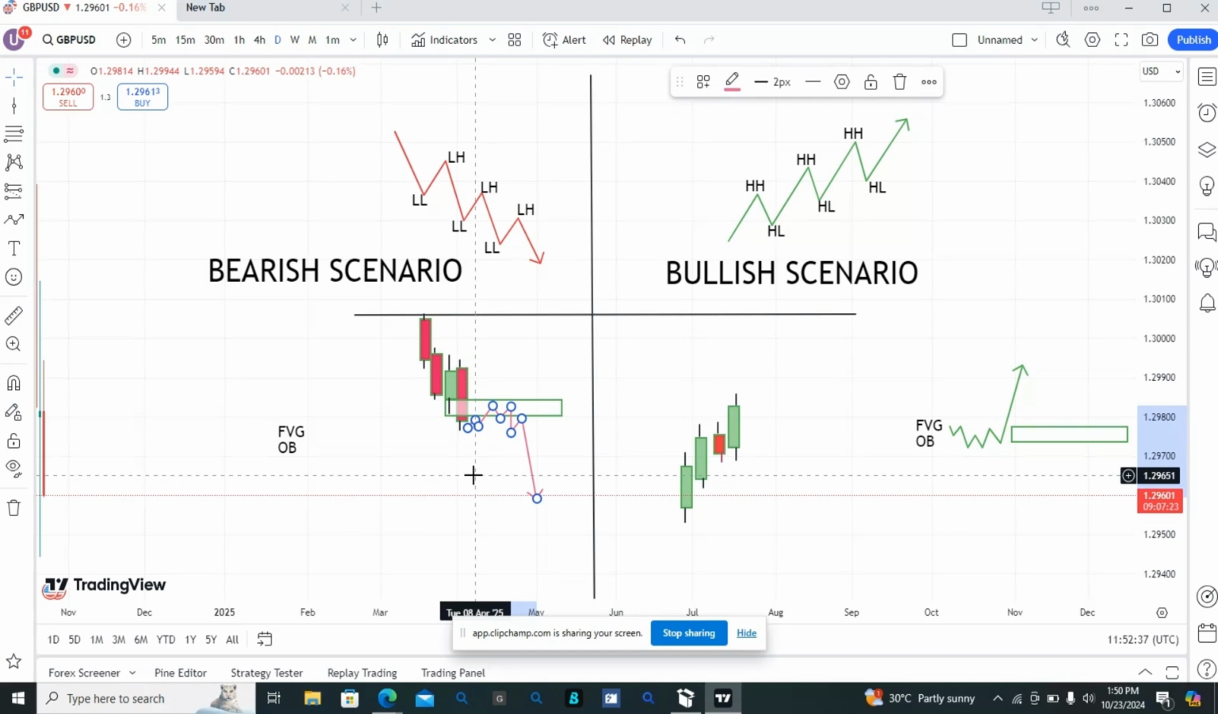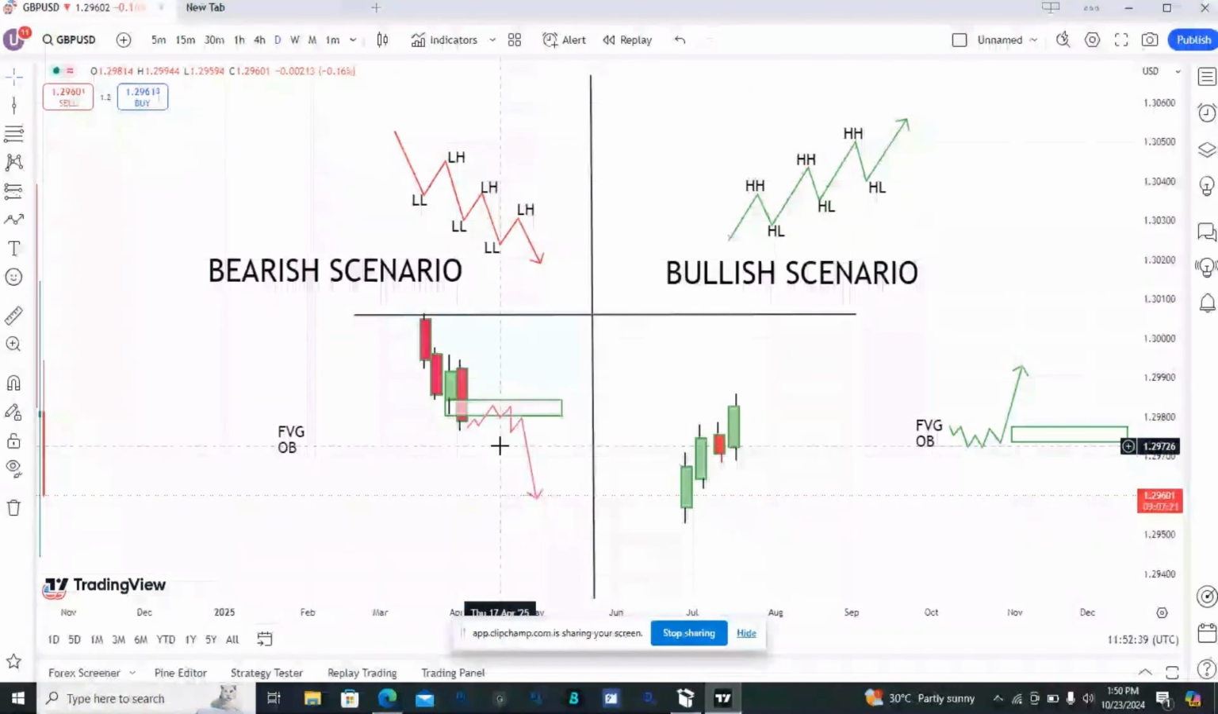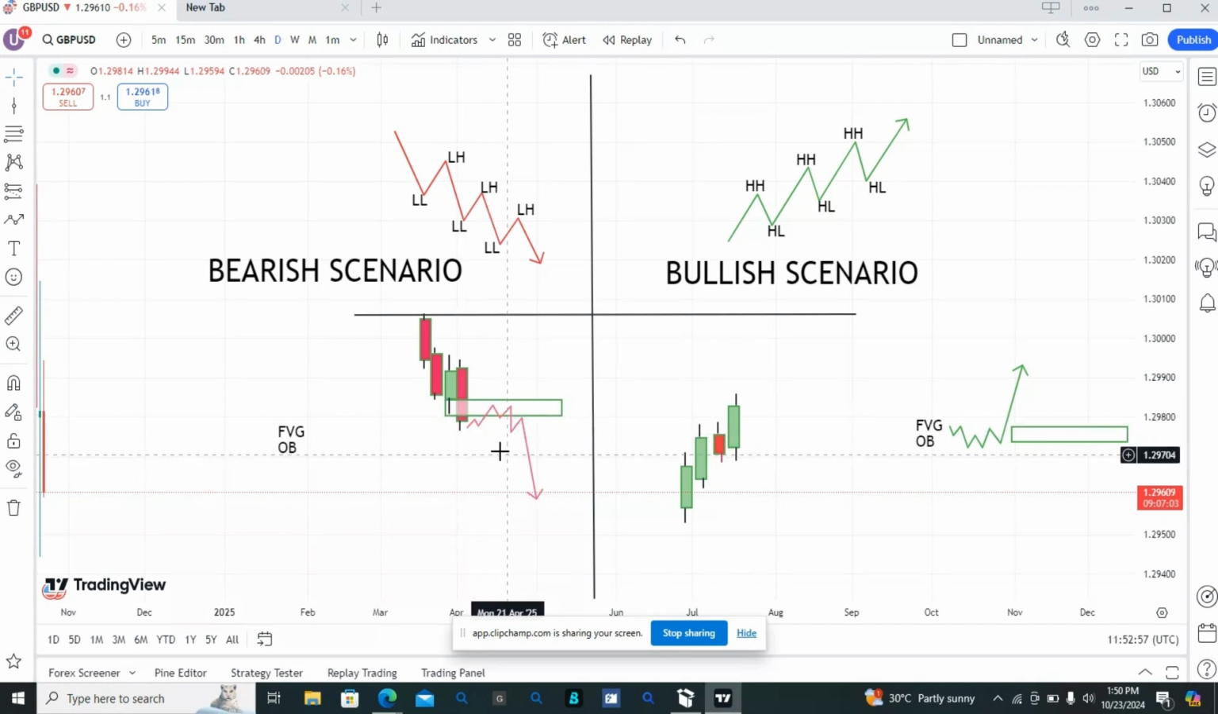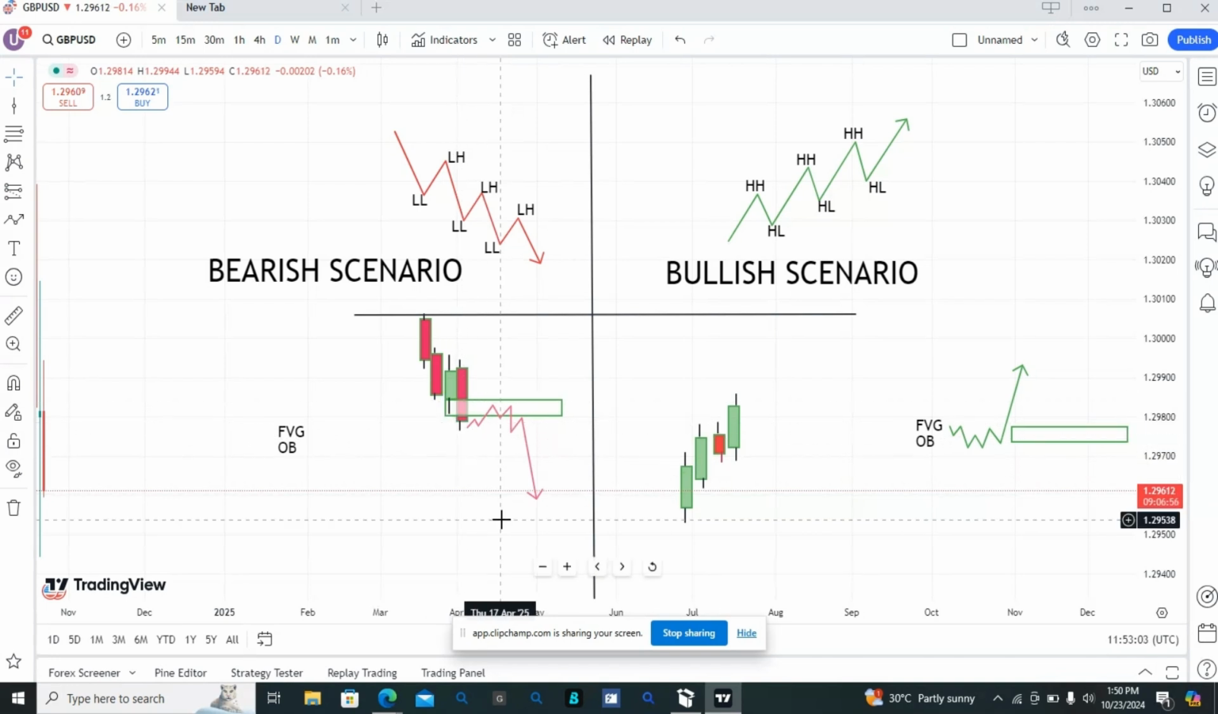Okay. So when you come to this 5 minutes time frame, look for a change in character or market structure shift towards the downside as the market is moving up, moving up, moving up. And you notice that at a point, a lower high is broken, which shows that the smaller time frame wants to align with the overall direction of the trend. That means the 5 minutes time frame wants to align with the overall direction of the trend.